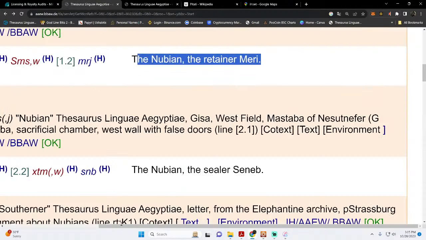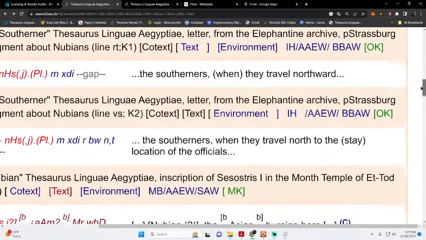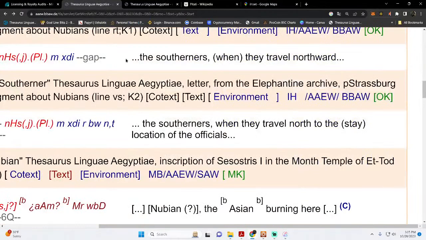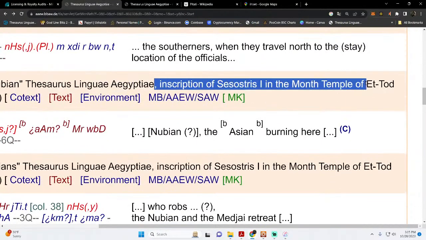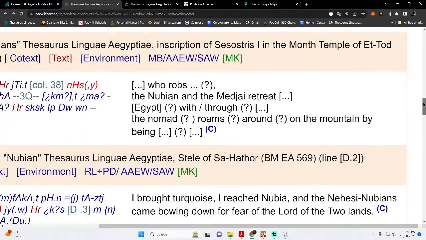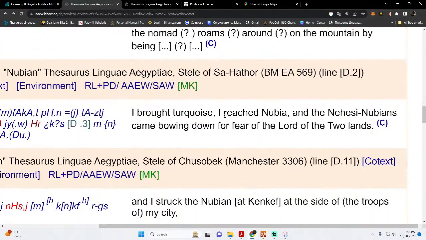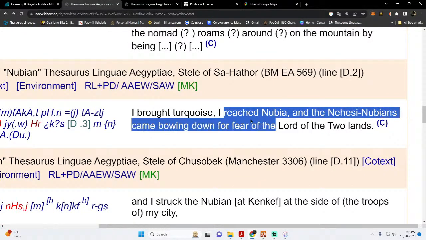Let's go back to the Nubians, because you like, man, he doing that. I'm being biased. Well, let's find, during the same time period, the inscription. I mean, again, we read these. Nubians and Magi will retreat. I brought turquoise. I reached Nubian and Nessi land and came bowing down. The Nessi came bowing down in fear for the Lord of the two lands.